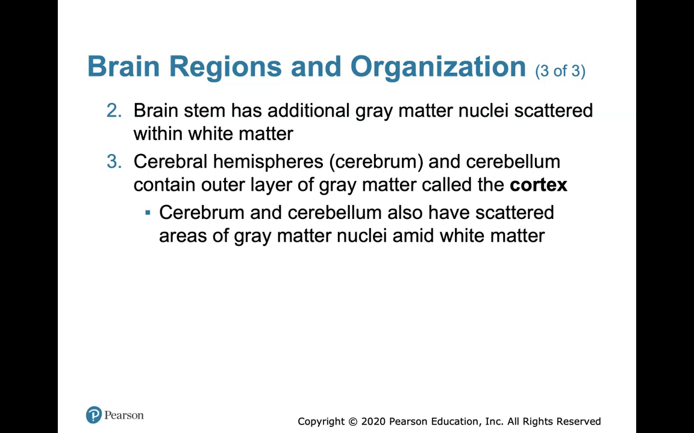The cerebral hemispheres and the cerebellum contain an outer layer of gray matter, which we call the cortex. And the cerebrum and cerebellum also have scattered areas of gray matter nuclei amid the white matter, which again is important for how these nerve impulses get passed up to the brain.